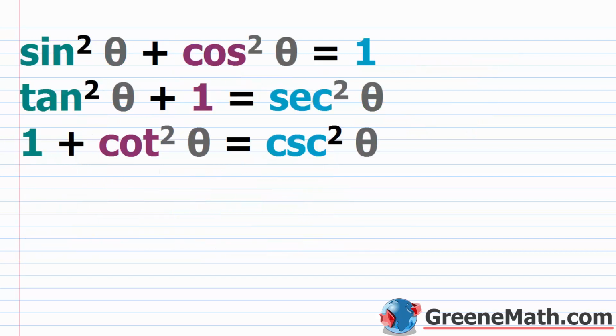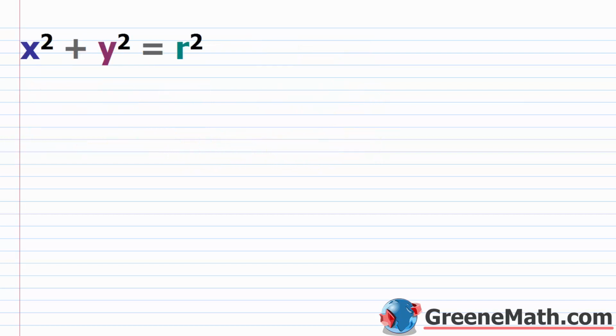Now, our first topic of today's lesson is going to be the Pythagorean identities. You'll usually see these in your book in this exact manner. Sine squared theta plus cosine squared theta equals 1. Tangent squared theta plus 1 is equal to secant squared theta. And then 1 plus cotangent squared theta is equal to cosecant squared theta. So how do we get the first one?